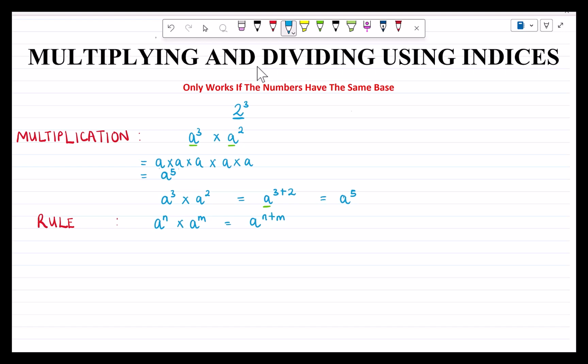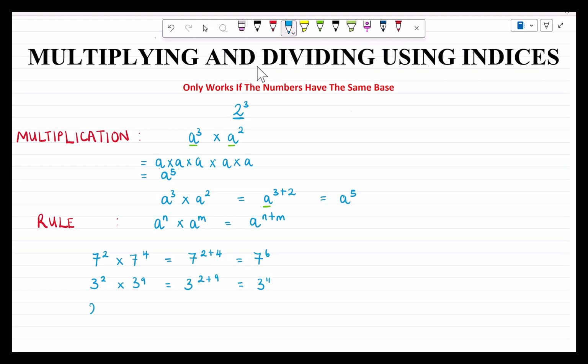Looking at a couple of examples, we have 7 to the power of 2 multiplying 7 to the power of 4. And remember, adding the powers, we have 7 to the power of 2 plus 4 because we are multiplying. Hence, we would have our final answer as 7 to the power of 6. And if we have 3 to the power of 2 multiplying 3 to the power of 9, we will have 3 to the power of 2 plus 9, which is equal to 3 to the power of 11.